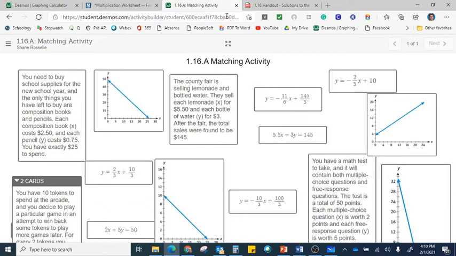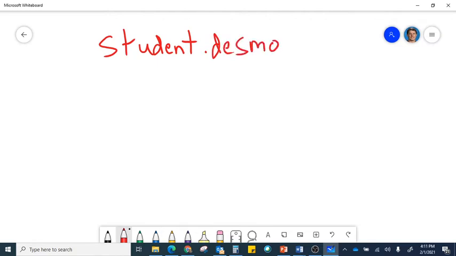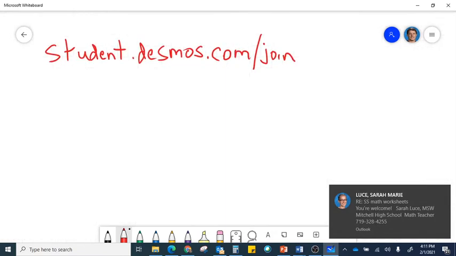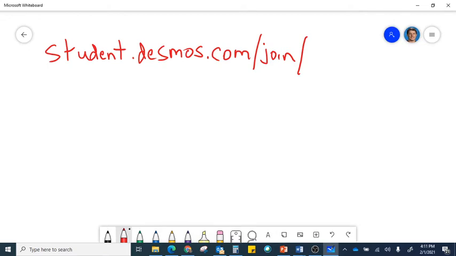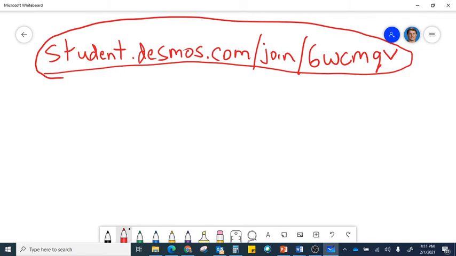All right, so let's go over to Desmos. When you go into Desmos on this one, the website that you're looking at is student.desmos.com/join, followed by the class code 6WC MQV. That is what you type into the URL address bar.